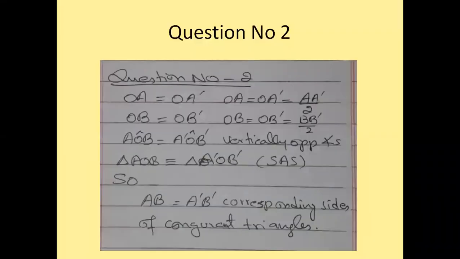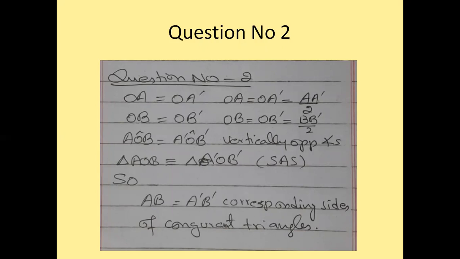Okay, so this is how you will write this argument. OA is equal to OA'. The reason is OA and OA' are both half of AA'. So OB is equal to OB', because OB and OB' both are half of BB'. And the angle AOB is equal to the angle A'OB', because they are vertically opposite angles.